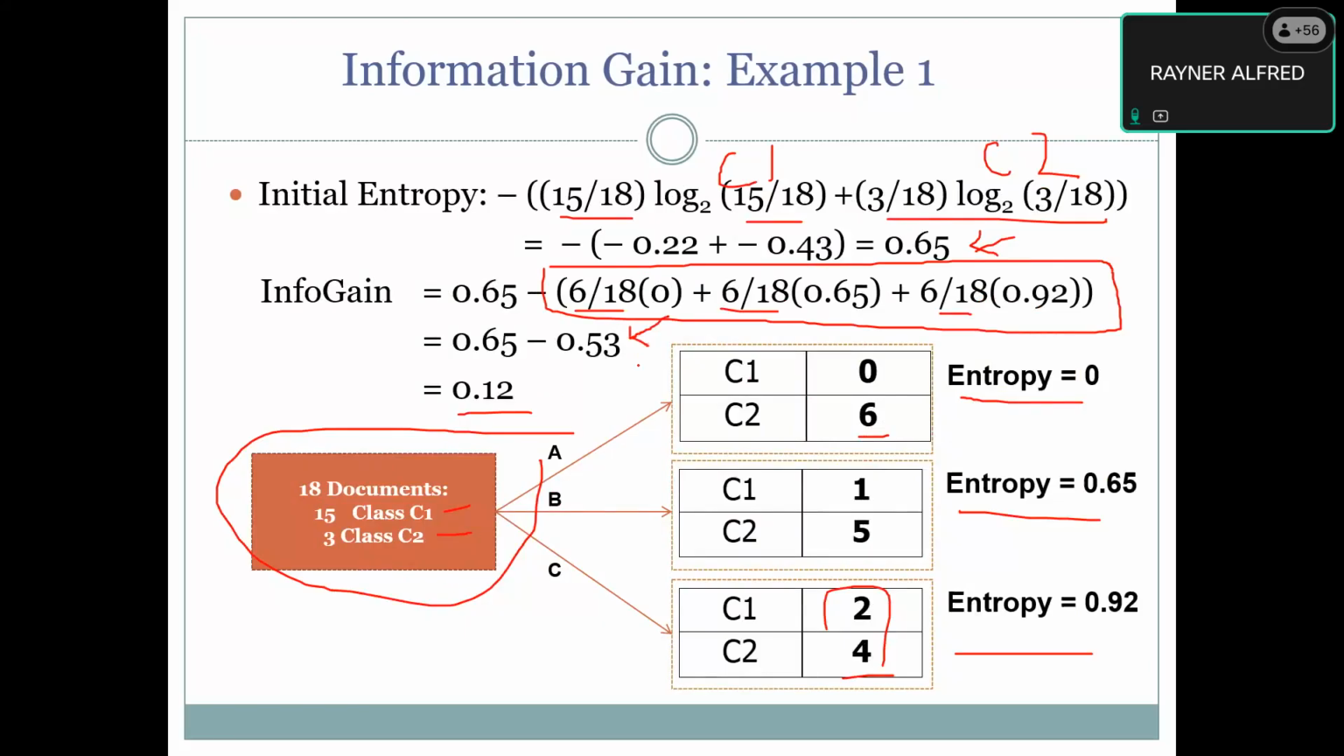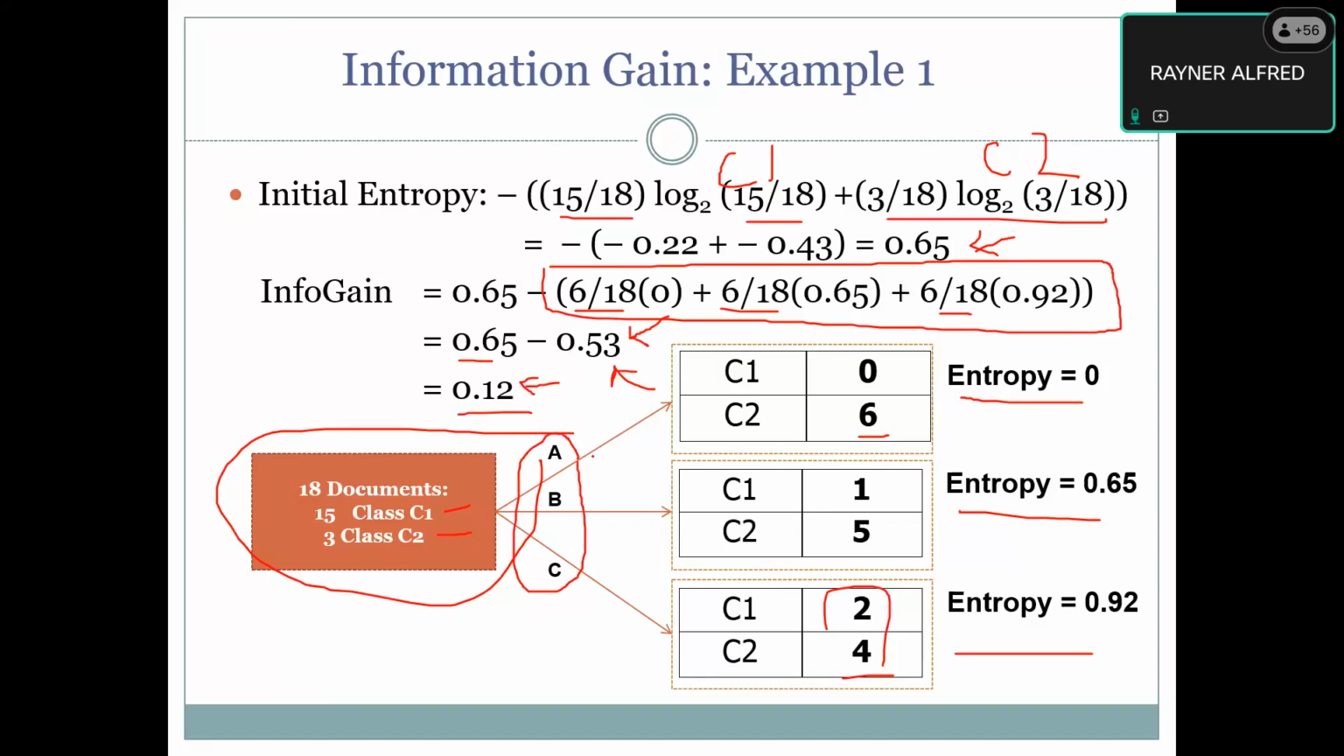So what we want to do is reduce this so that we can maximize this value. We cannot change anything about this one because this is the initial entropy. So what we can do is find the right keyword to split them. This is for A, B, C.